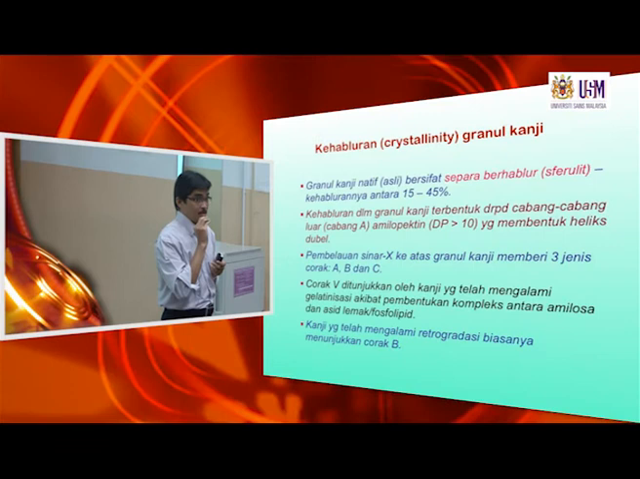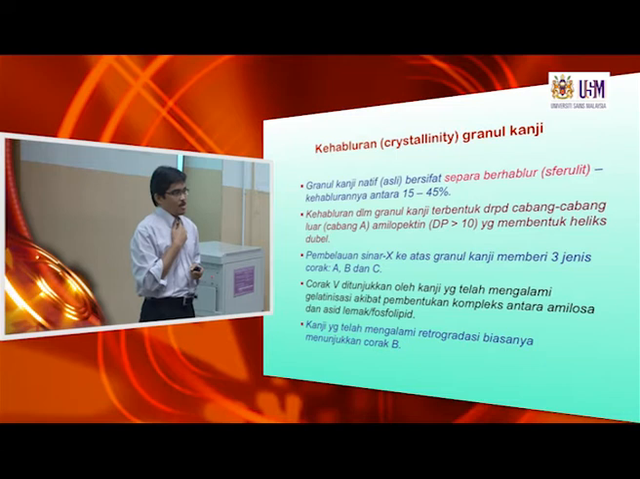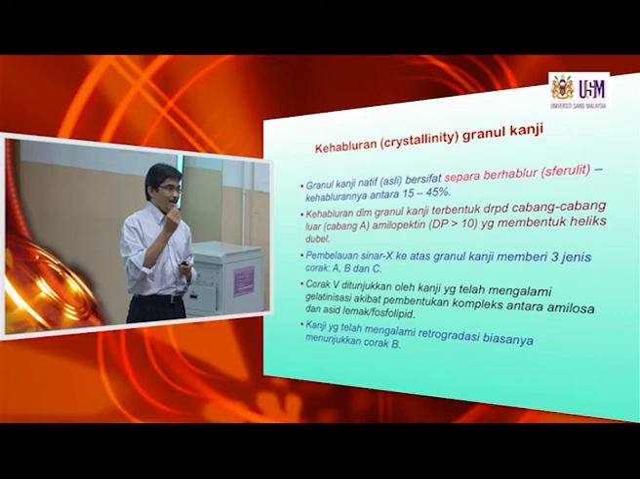So by looking at the different X-ray patterns from different types of starch, we can classify or categorize starch into basically three main types based on the pattern. This is called A pattern, B pattern, and C pattern. Or A type starch, B type starch, C type starch. So if we say this starch is an A type, it just simply means it shows the A type X-ray pattern.